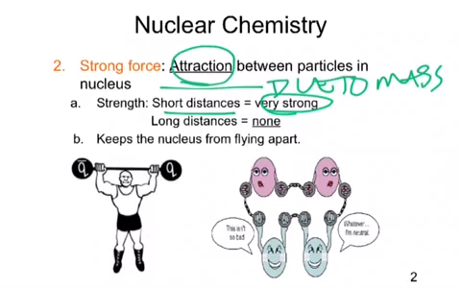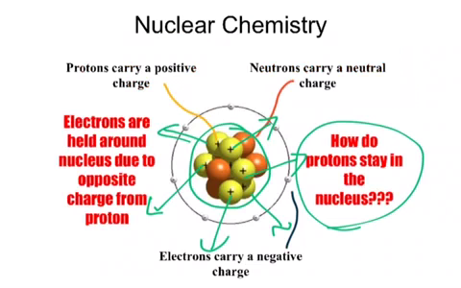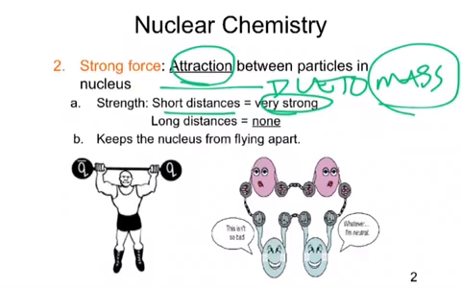So the more particles we have, the more mass we have in the nucleus, the more we're able to hold that nucleus together because of this attraction. So again, there are attractive forces that are keeping these protons together, and so that nucleus actually stays together.